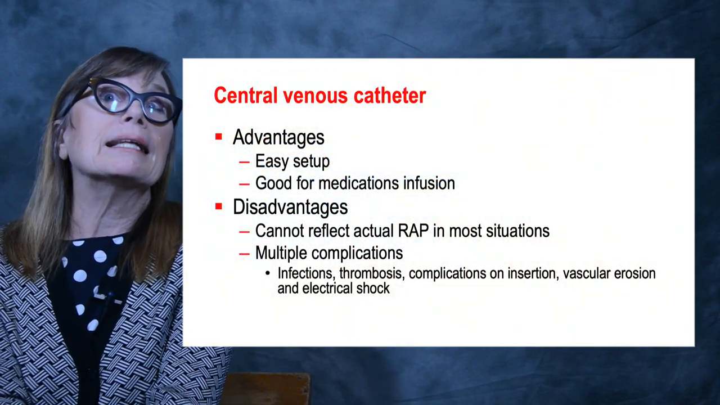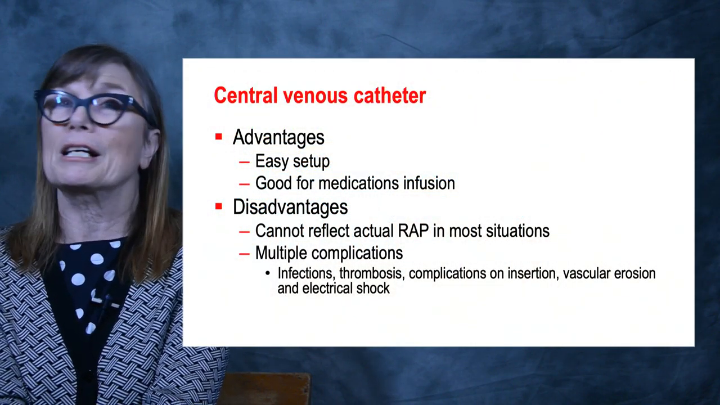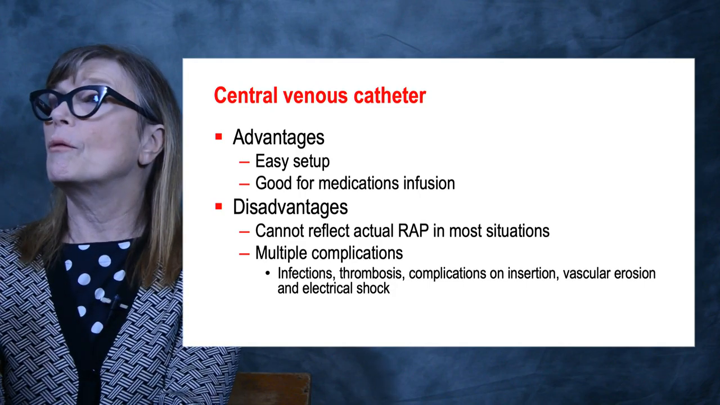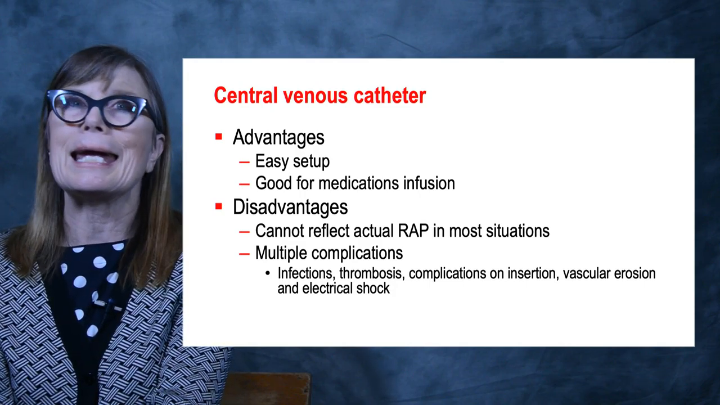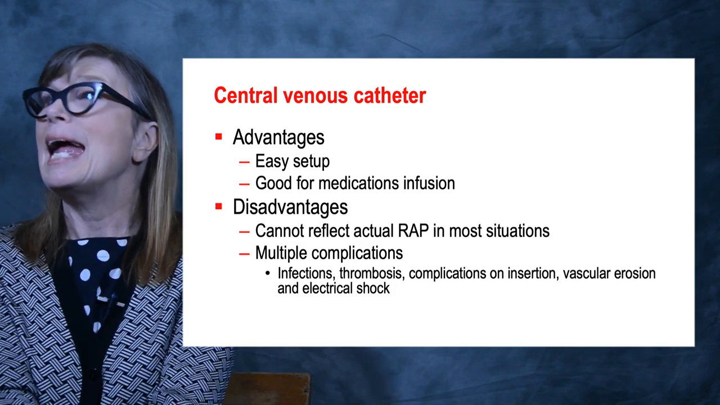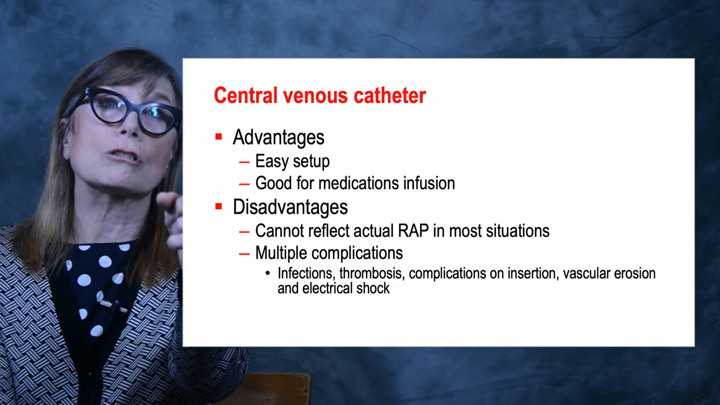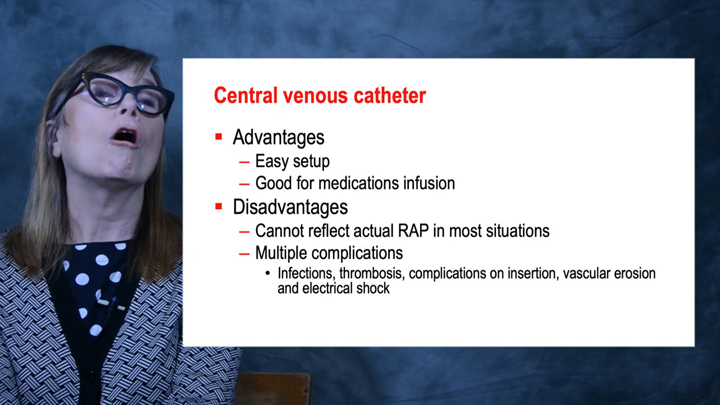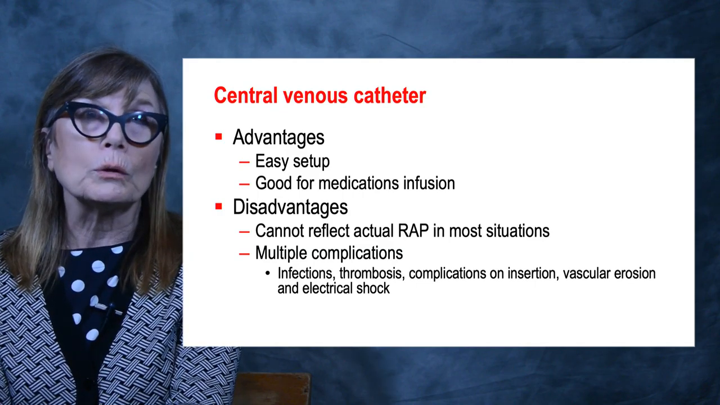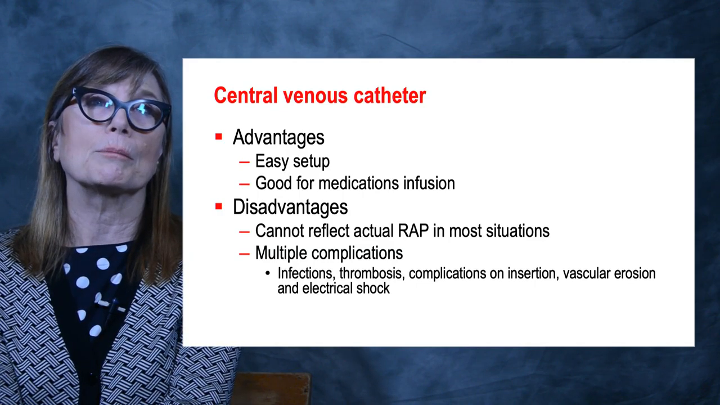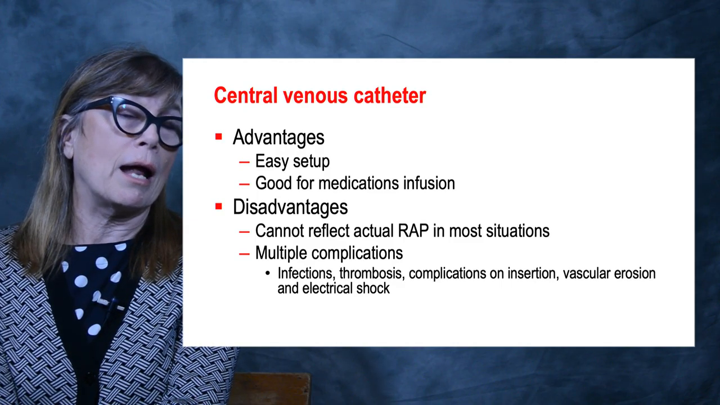Excellent. Now we like the CVP. We like that central catheter because it's easy. It's an easy setup. If we go through the right IJ, it's a pretty easy catheterization. It's really great for medication, but keep that distal lumen as much as you can open and only for monitoring if it's possible. That's the last place you want to add anything.